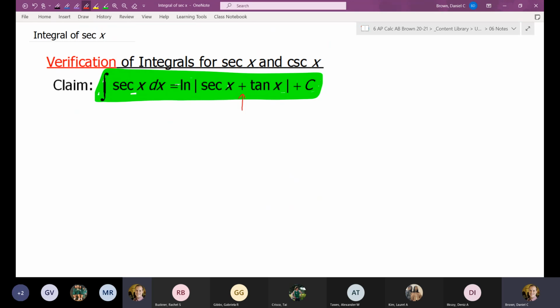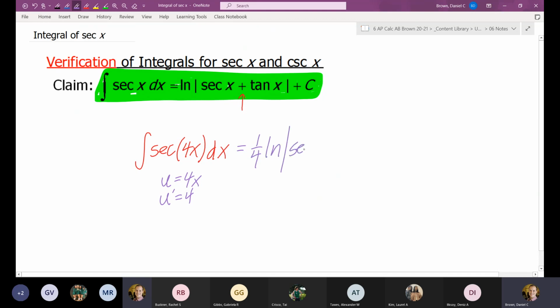So, an example with secant, I might say, let's integrate the secant of 4x. Again, we're not going to worry about rewriting it. That's just a memorized rule that we use. If I'm integrating this one, I think this is a pretty easy one to do the u-sub in your head. U would be 4x. U prime would be 4. So I know the coefficient coming out in front would be 1/4. So its antiderivative would be 1/4 the natural log of the absolute value of the secant plus the tangent, plus c.